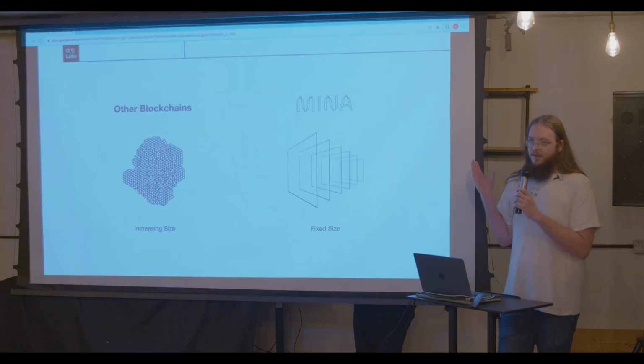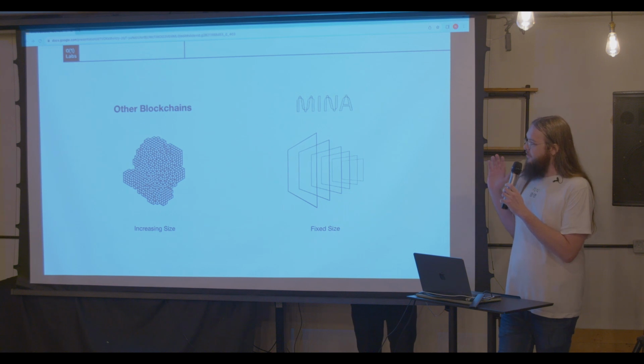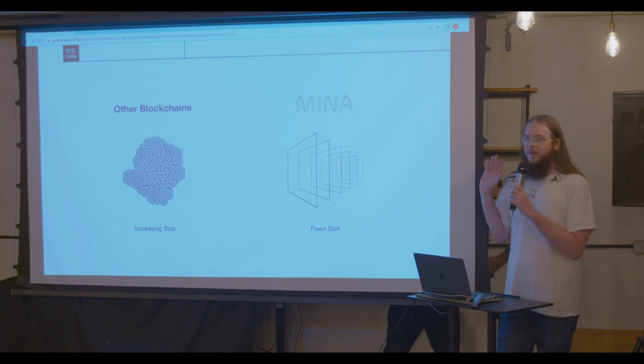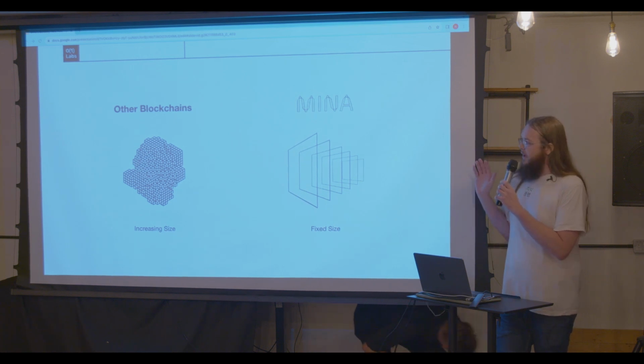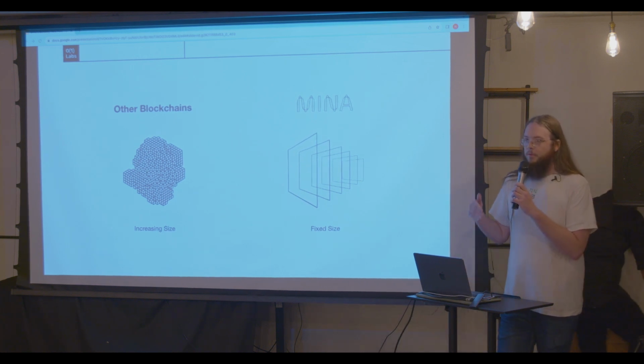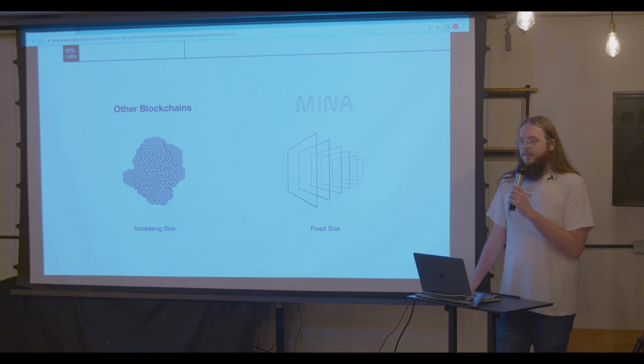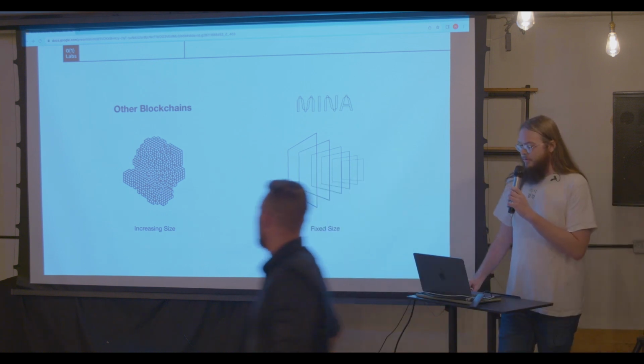And so when you compare this to other blockchains, they are constantly growing in size. The more data that they collect, you're going to have to constantly keep that data around because you need that data to trustlessly verify the blockchain by replaying all the blocks. But Mina maintains a constant size because all you need is the latest few blocks in order to achieve consensus on the recent blocks and then the ledger.